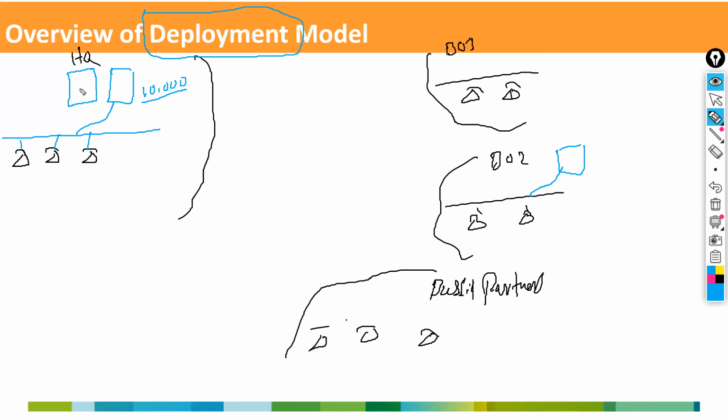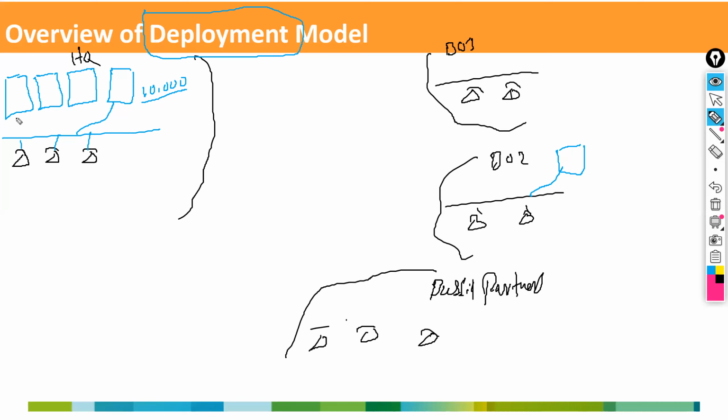Suppose you have more than 20,000 users, let's install another CUCM server, 30,000. If you have more than 30,000, install another one, 40,000. If you have more than 40,000 users, another. So we have a concept of CUCM cluster.